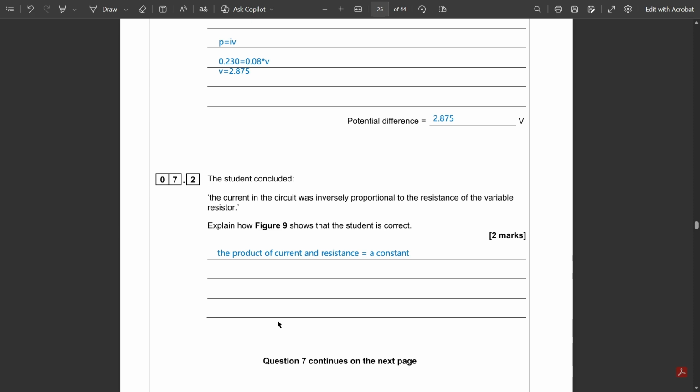The student concluded that the current in the circuit was inversely proportional to the resistance of the variable resistor. Explain how figure 9 shows the student is correct.